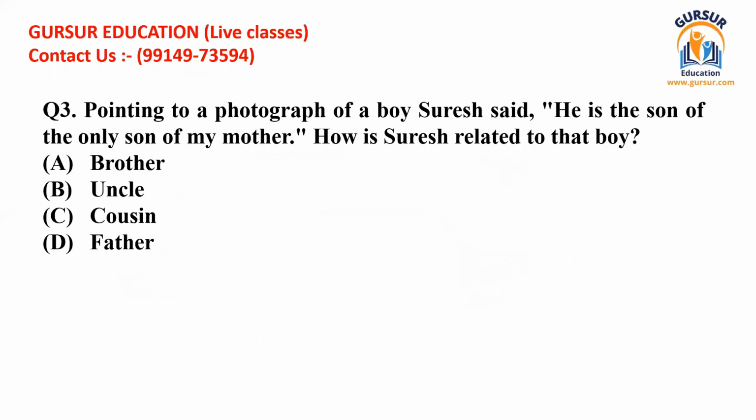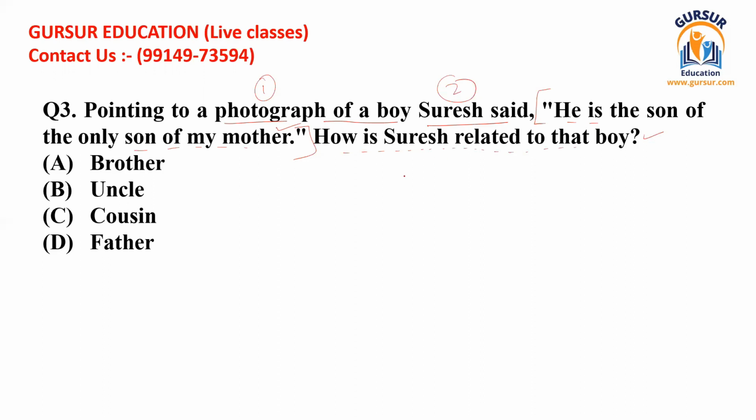So going further, this is question number 3. It says, pointing to a photograph of a boy, Suresh said. So the photograph is the first party, the photograph of a boy, and Suresh is the second party who is saying something. After that, there is a statement: he is the only son of my mother. And this statement is followed by the question: how is Suresh related to that boy?